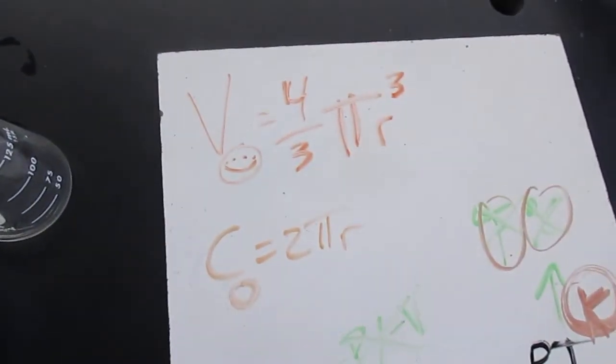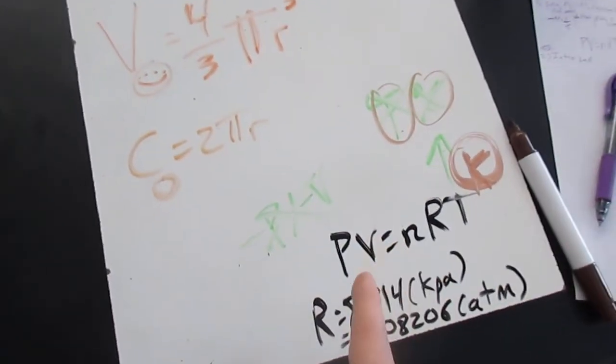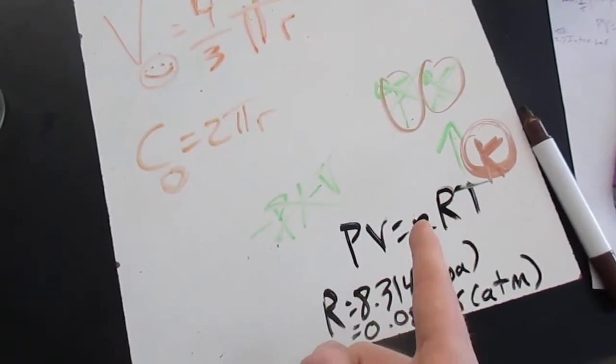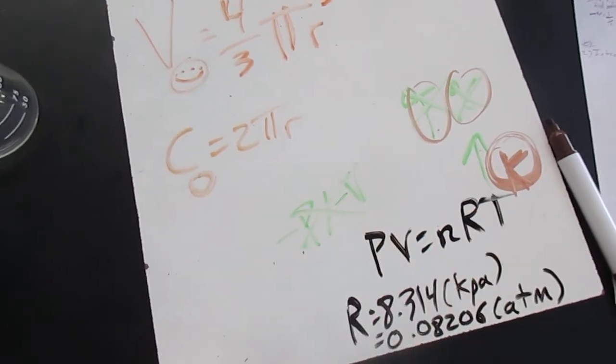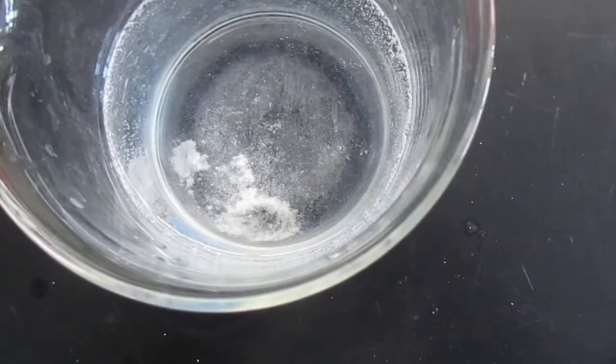So, once we have the volume, we'll have the pressure, we'll have the volume, we don't know n, we have R, we have T, and we'll go from there. As you can see, already done.